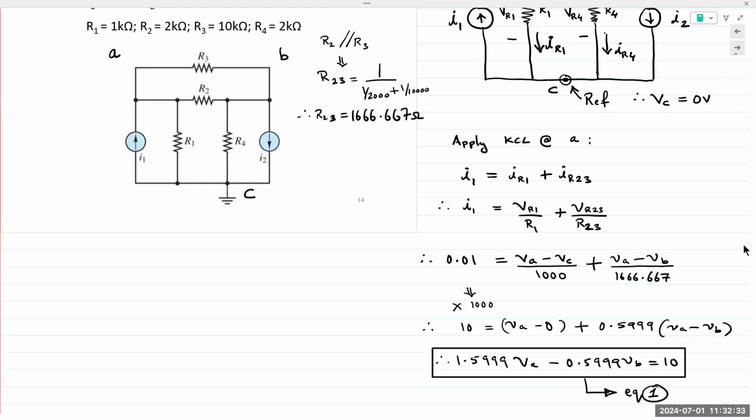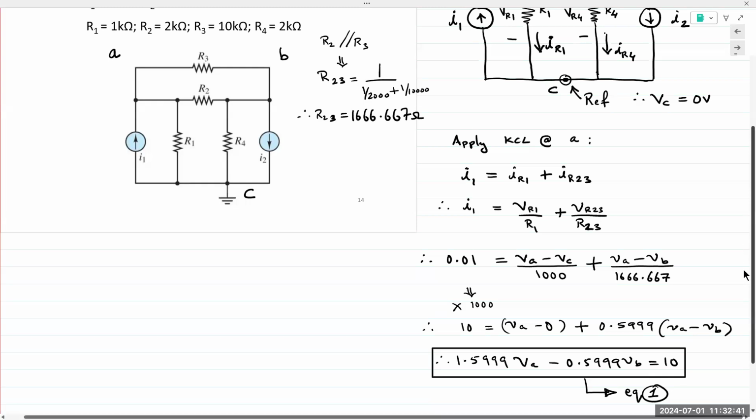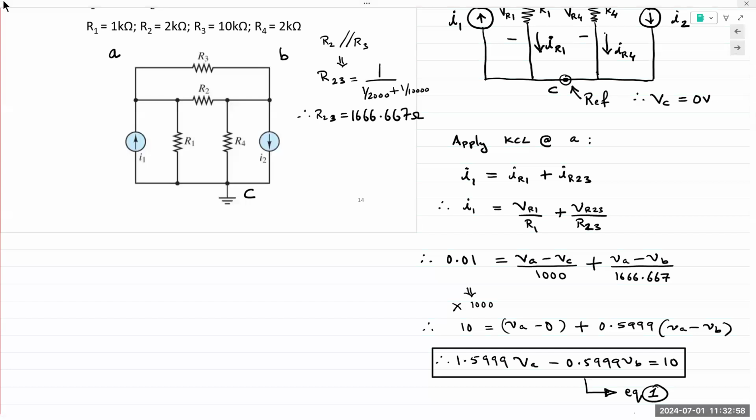Any questions so far? Do the steps make sense? Good.